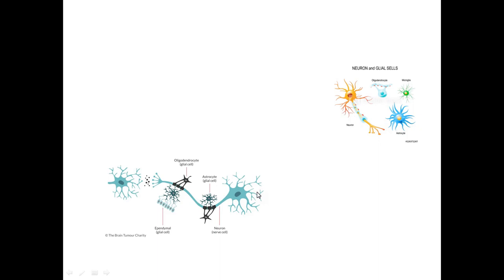Why are these structures important? Because the parenchymal primary brain tumors arise from these cells, and these tumors are named accordingly. When a tumor arises from the astrocyte, that will be astrocytoma. When it arises from the ependymocyte, that will be ependymoma, and when it arises from the oligodendrocyte, that will be oligodendroglioma.